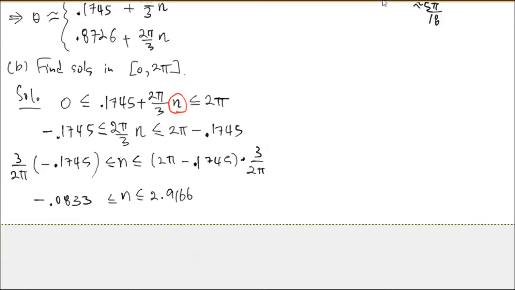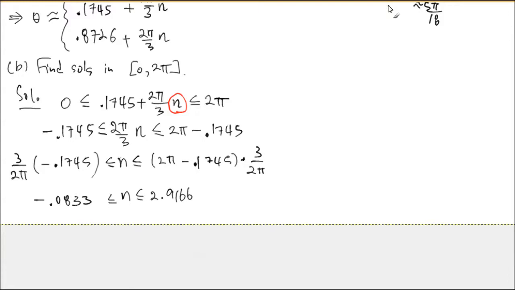So I did that calculation. It turns out these are the numbers: negative 0.0833, and right inside is 2.19166. And if you're not good at this, I want you to go to the number line and actually locate these numbers, and make sure you count the n values correctly from there.